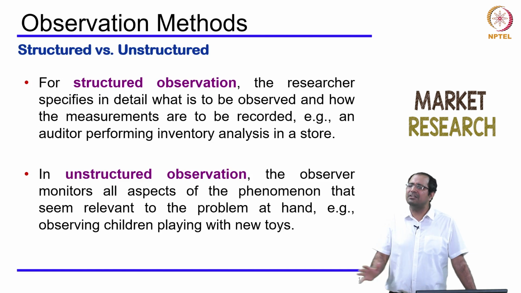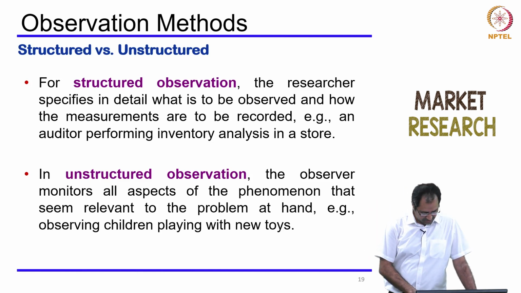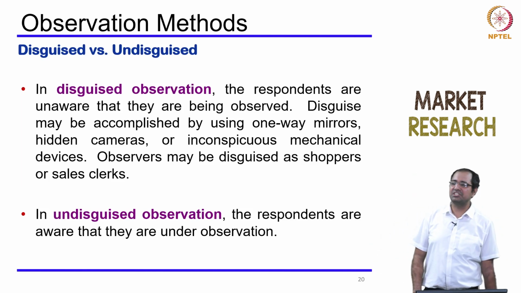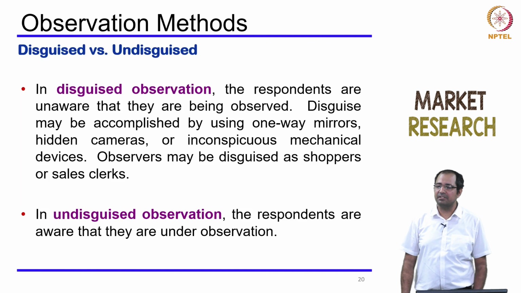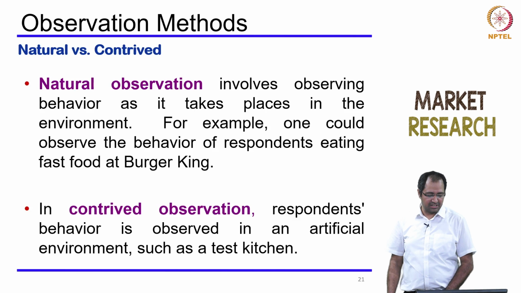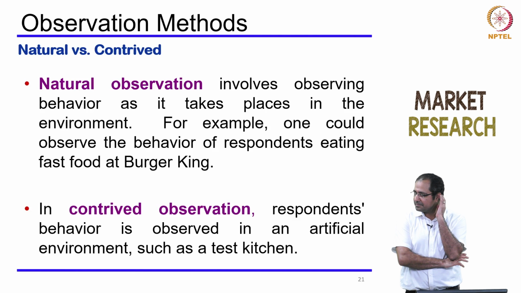Unstructured will be where you broadly look at the behavior. You don't define what you are going to look at, but you broadly observe. That is more exploratory in nature, and structured observation is more conclusive in nature, the one you use in descriptive research. Then observation can be disguised, or undisguised where you tell people that they are being observed. And then natural and contrived. Contrived is the observation which is done in artificial settings. Natural is in the natural settings where they really use the product in their daily life.